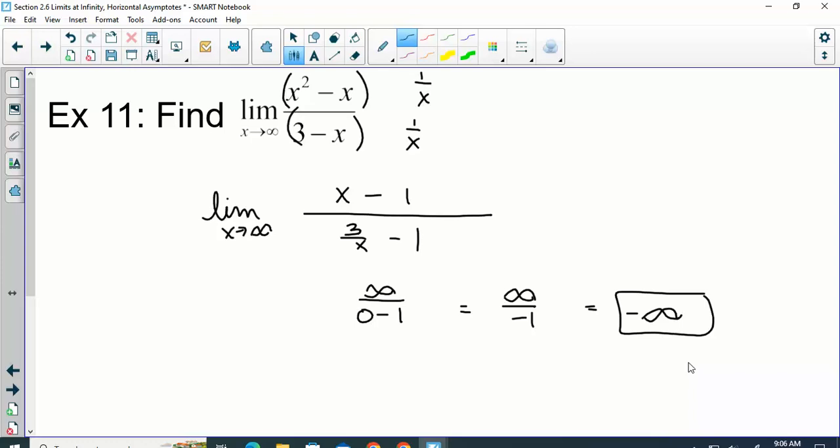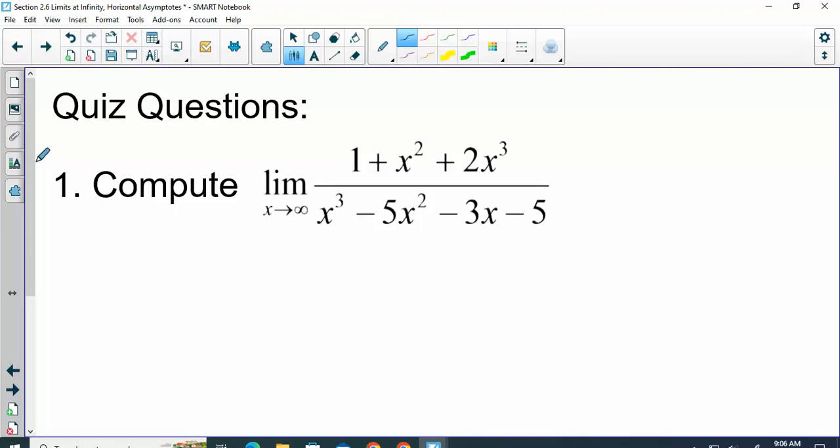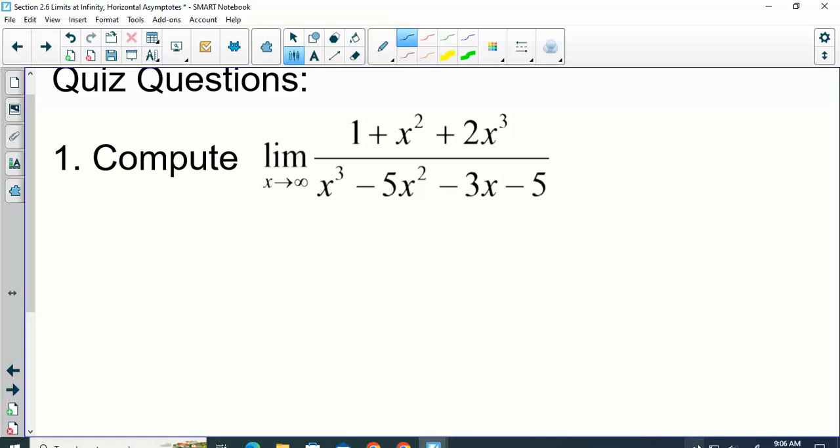I am actually going to skip the next one, and I want you to try this. It's not really a quiz question because we're not going to have a quiz tomorrow, but why don't you see if you guys can figure this one out?